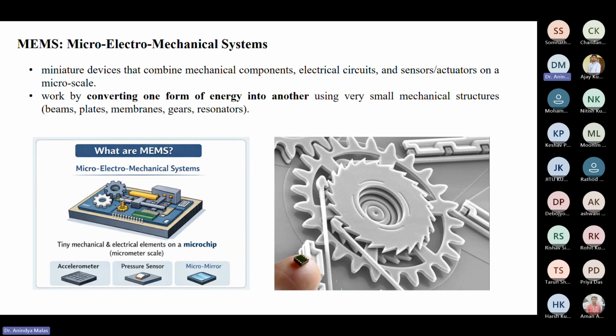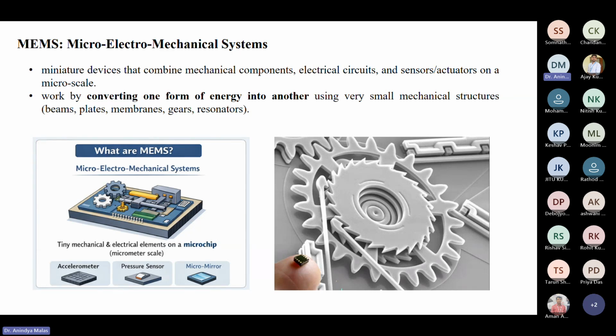It is a miniature device which is used to convert one form of energy to another, either from electrical energy to mechanical or mechanical to electrical. The typical dimensions of such systems range from hundreds of nanometers to millimeters. There are several applications of MEMS. First you should know that it is a device made of mechanical and electrical components. We will further discuss how it works.